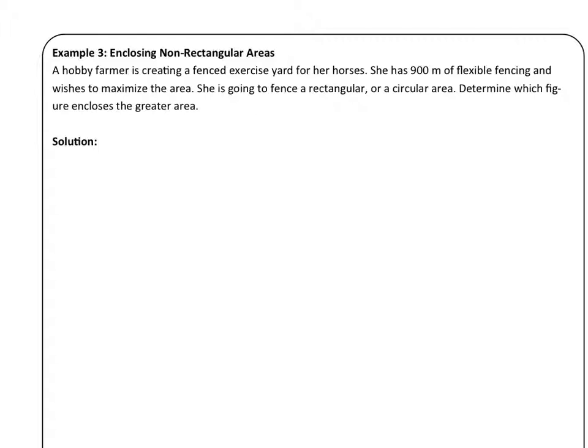Final example, we're going to try to enclose a non-rectangular area. A hobby farmer is creating a fenced exercise yard for her horses. She has 900 meters of flexible fencing and wishes to maximize the area. She's going to fence a rectangular or circular area. Determine which figure encloses the greater area. So we're going to do 2 different ones. We're going to do a rectangle, and we're going to do a circle.